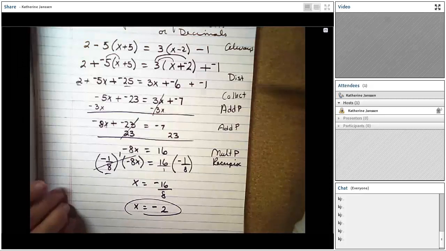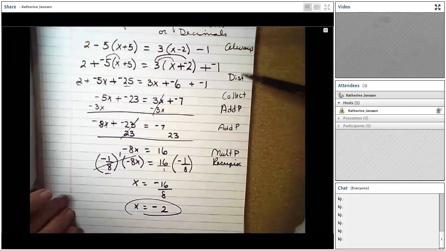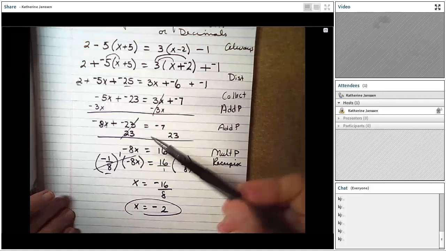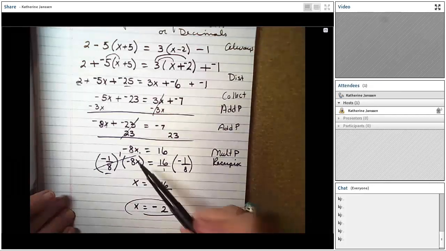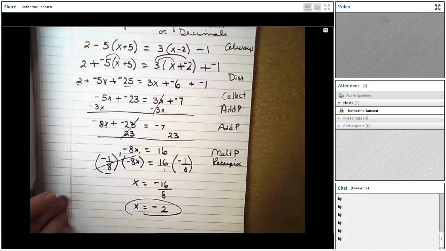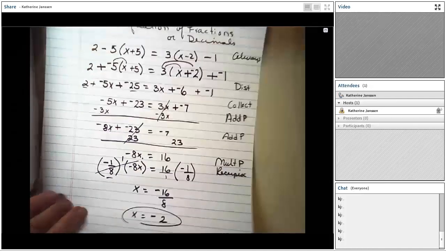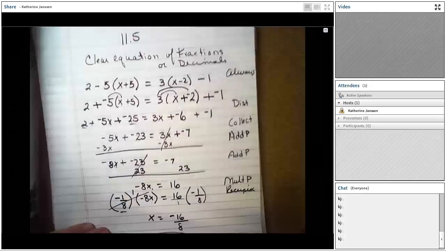Continually use the addition principle to assist in isolating your variable term. And then if necessary, use the multiplication principle to unwrap x. So your variable is isolated.